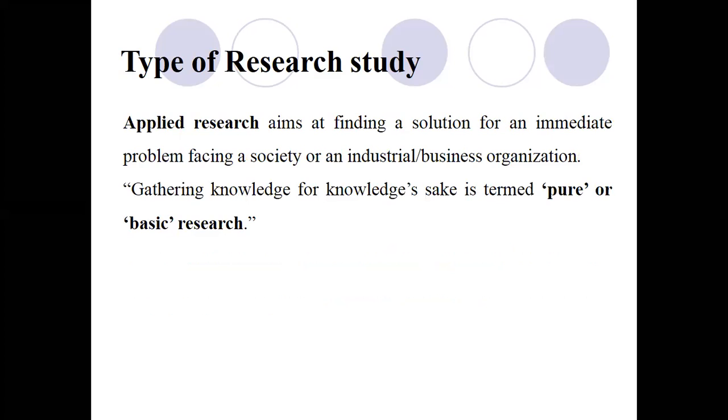So here we have another type of research study, that is applied research. In applied research, we usually hunt out a specific result or solution for a problem that a society or a group of people is facing. For example, nowadays we have the problem of COVID-19. So if a person is going to generate a new vaccine for COVID-19, it will fall in applied research.